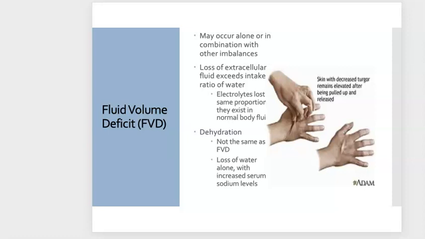Some examples would be DKA, diabetic ketoacidosis, or HHNS. Those are two disease processes where the patient may have fluid volume deficit, but they are not dehydrated. It depends on the electrolyte imbalances.